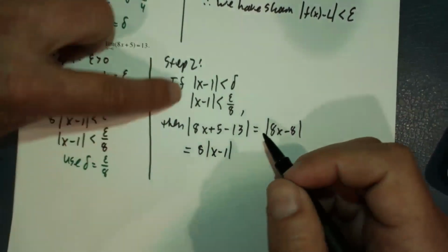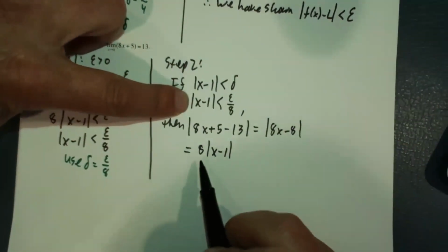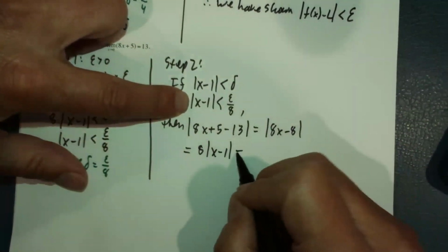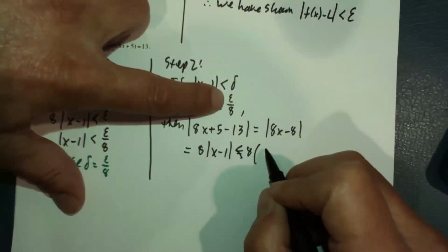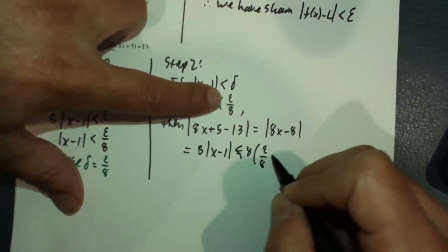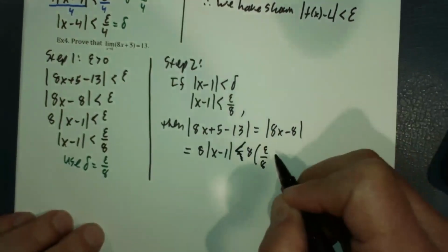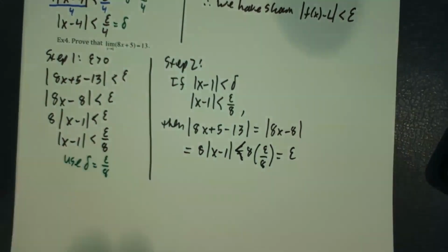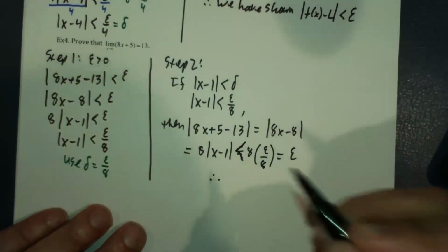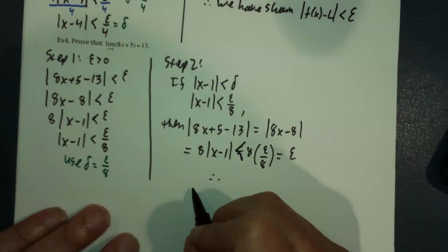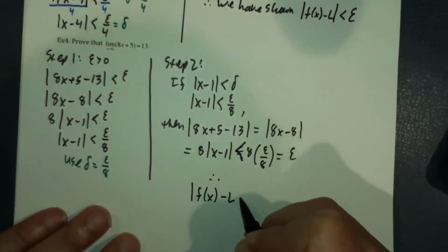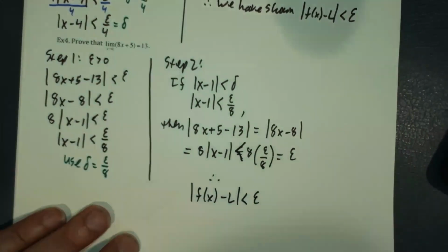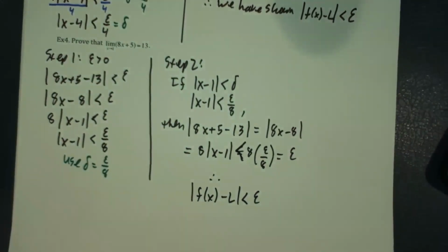And we'll notice that this here, this is exactly 8 times that. So that's going to be 8 times that, less than epsilon over 8, which is just epsilon. Therefore, we've shown that the absolute value of f of x minus L is less than epsilon. I know that seems very convoluted, but it's interesting.